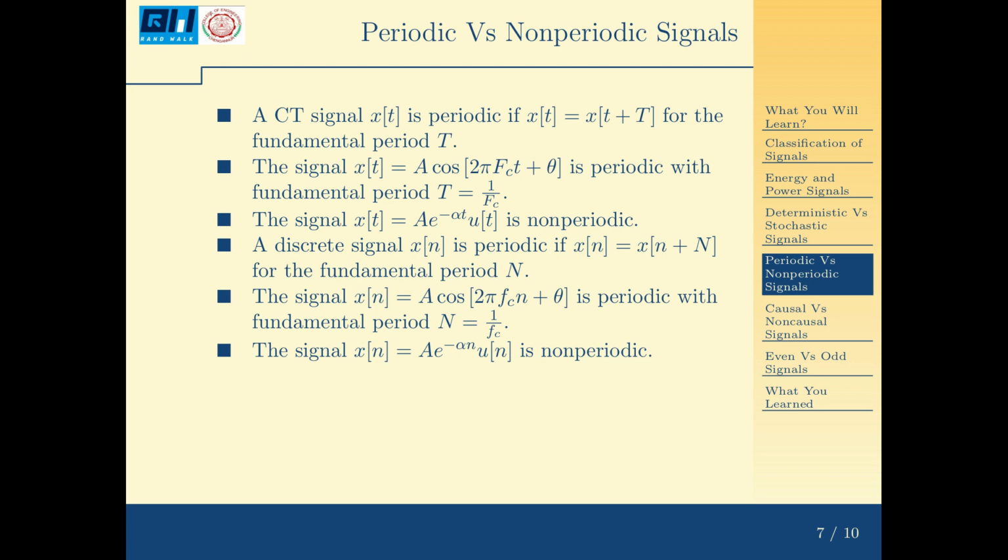And when it comes to a discrete case, a discrete signal x[n] is periodic if x[n] is x[n plus capital N] for some fundamental period capital N. It can be either x[n] plus or minus N, or x[n] equal to x[n plus or minus mN], where m is an integer. So for some fundamental period, if the signal repeats itself, then the signal is periodic.